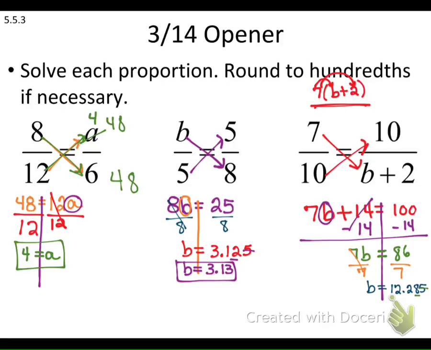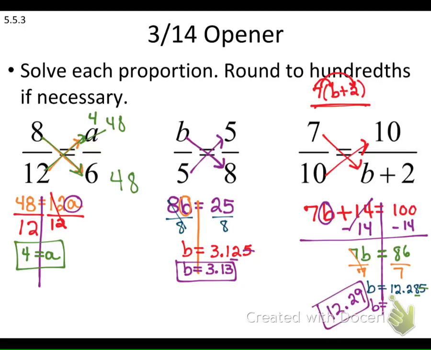Okay, so then I'm going to drop down my B equals, okay, so the place value that's underlined is the 8. I look to the right, 5 or greater? Yes, so what's my answer going to be? 12.29.